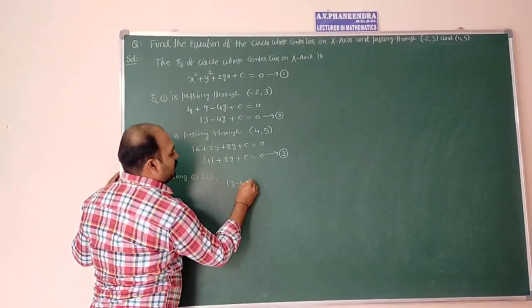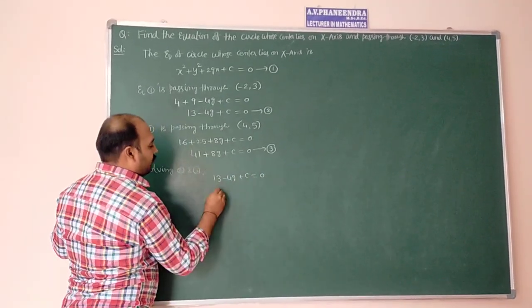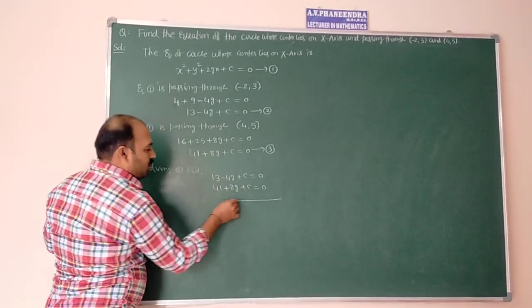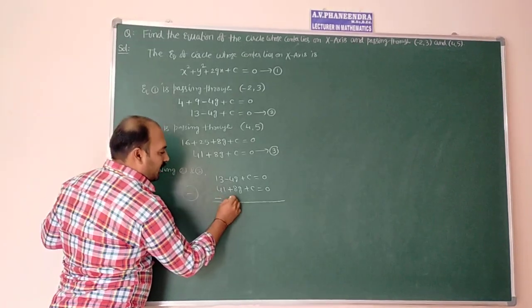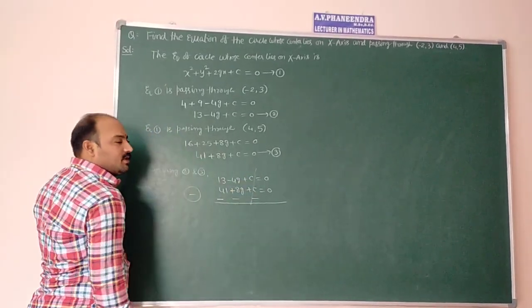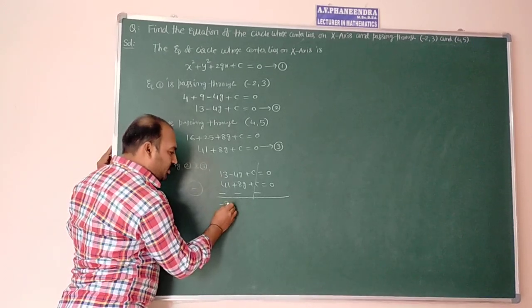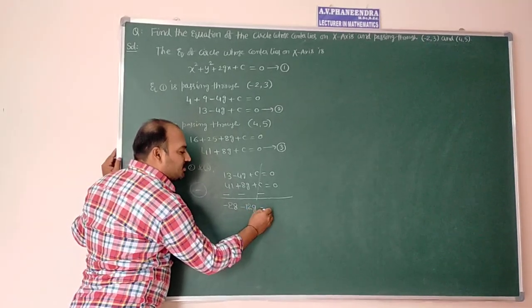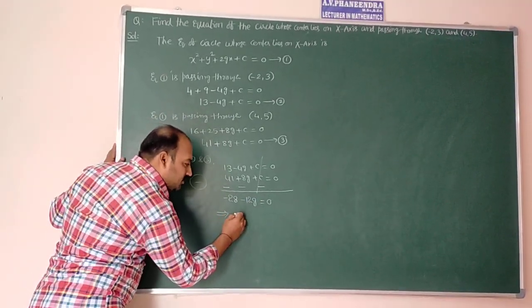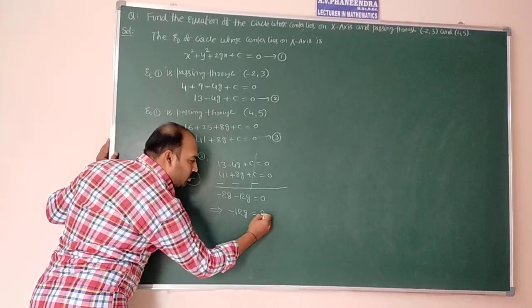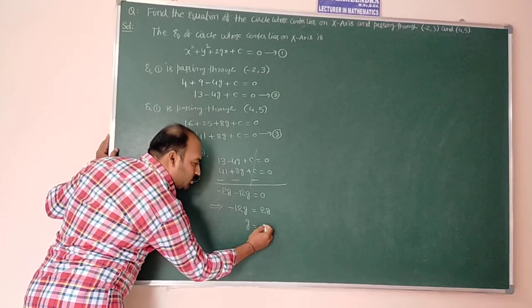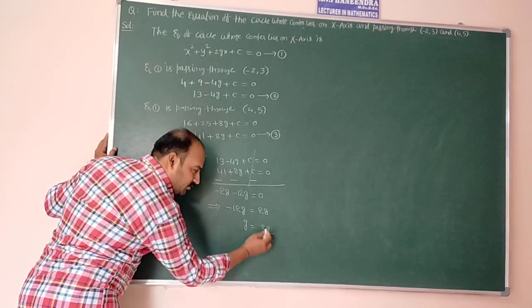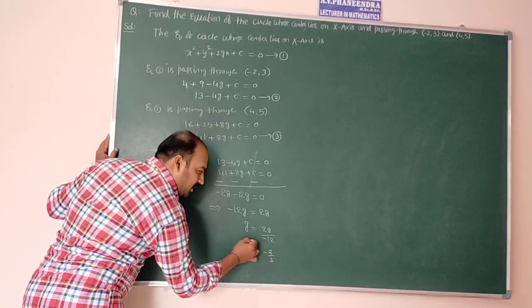13 minus 4g plus c equal to 0. 41 plus 8g plus c equal to 0. While subtracting, signs change. Here minus c and plus c get cancelled. 13 minus 41 is minus 28, minus 4g minus 8g is minus 12g, equal to 0. That implies minus 12g is equal to 28. g equal to 28 divided by minus 12. So g equal to minus 7 by 3.